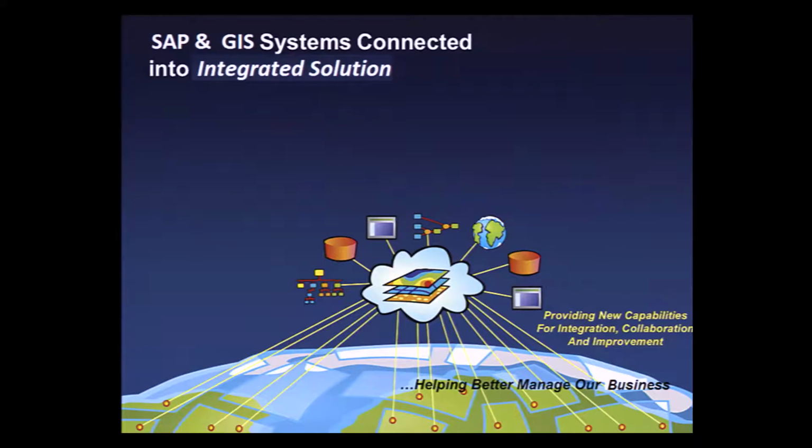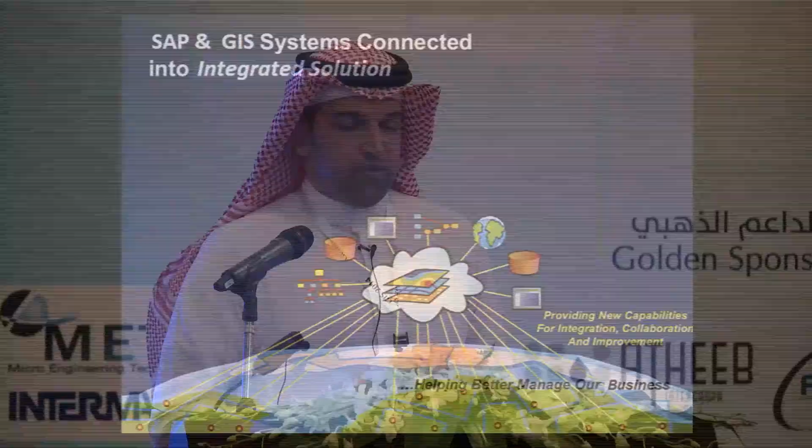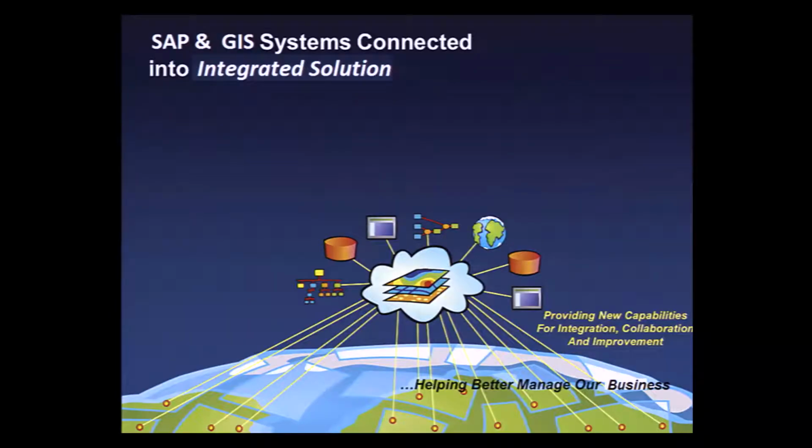I will talk about SAP and GIS integration. As you know, Saudi Aramco is using SAP as the corporate system to manage different business processes and different function areas. So I will concentrate on integration between SAP and GIS. SAP and GIS systems are connected into what we call integrated solutions to provide new capabilities and functionalities that help Saudi Aramco manage their business processes more efficiently and in a better way.